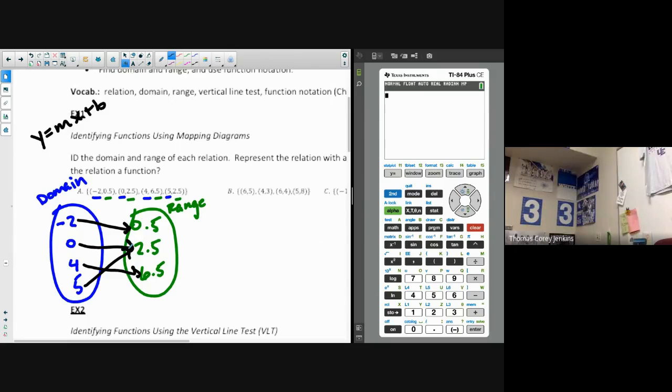All right, so now the last question is, is it a function? The answer here is yes. I'm going to go ahead and write yes, and then I'll tell you why. The official answer is because each input maps to a unique output.